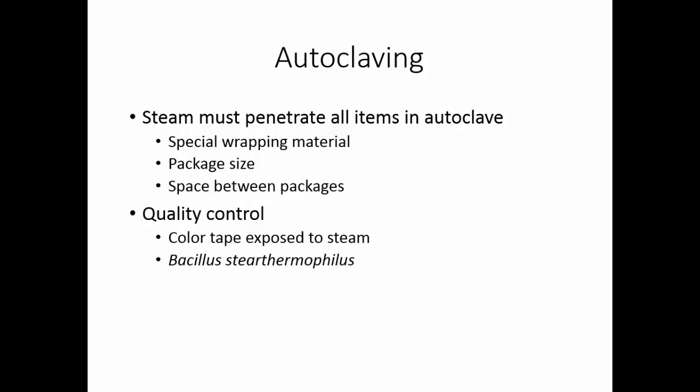In order to check the efficiency we use Bacillus stearothermophilus. The endospores of this organism are the most heat-resistant endospores. Spores from this organism are placed in the center of one of the packages in a load. After autoclaving, the spores are removed and placed in growth medium. If they grow, we know that the autoclaving was not effective. If they don't grow, then the autoclaving was effective because these spores were killed.